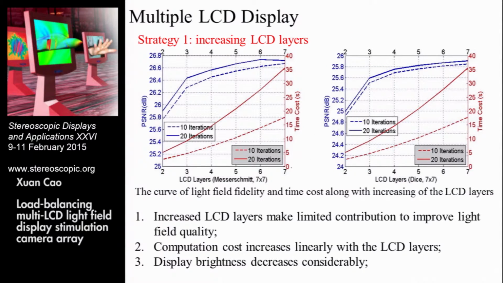We tested strategy 1 in 2 scenes, the core and the dice. We keep the size of the light field constant at 7 by 7.